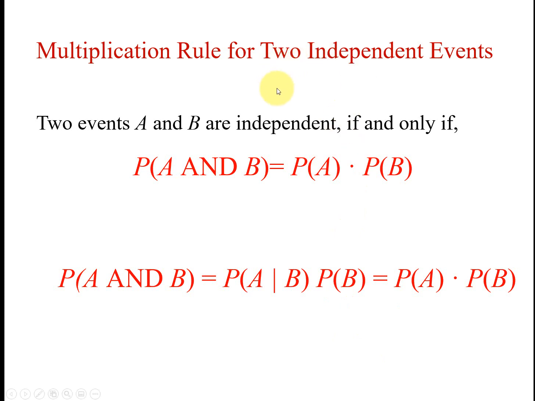And the multiplication rule for 2 events: if the 2 events A and B are independent, this is true. It's the probability of A multiplied by the probability of B. And that's only when they're independent. That's very important. While if they're not independent, you must multiply the conditional probability of A given B times probability of B, which then equals the intersection of the 2.